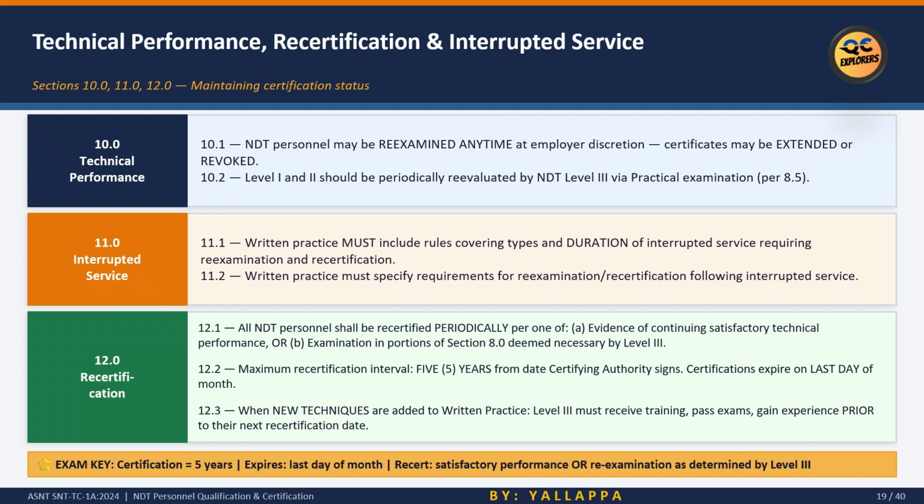Certification validity is maximum 5 years. Recertification may be based on satisfactory performance or re-examination as determined by the Level 3. Another important requirement. The written practice must define rules for interrupted service. If personnel stop performing NDT for a long period, retraining or re-examination may become necessary. And if new techniques are added, additional qualification is required before recertification.